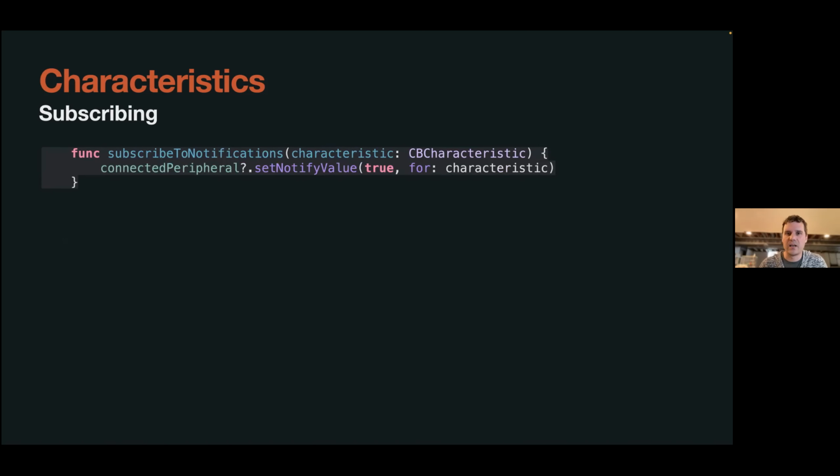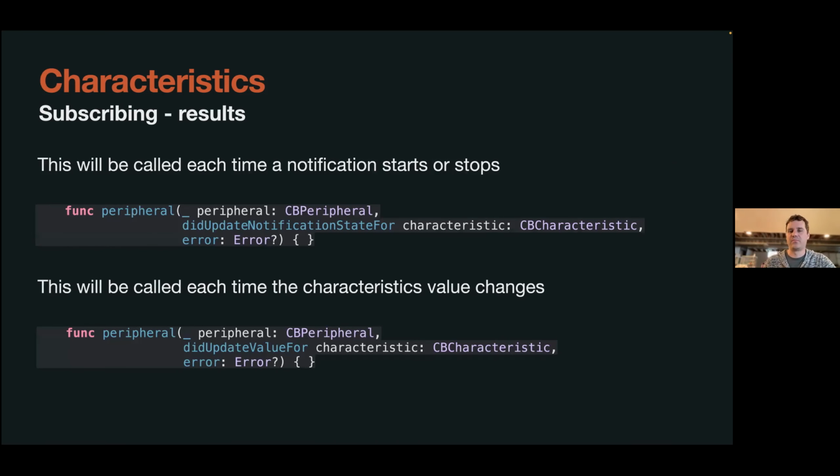Subscribing. I think this gets to the question that you were asking earlier. Now I'm going to get into the characteristics and how you subscribe, read, and write. To subscribe, all you do is tell your peripheral, hey, I want to set a notification value of true for a specific characteristic. That's going to enable subscribing. For my timer characteristic, that's what I do. At that point, you're going to start getting data anytime the peripheral sends out new values. This is how you observe changes.